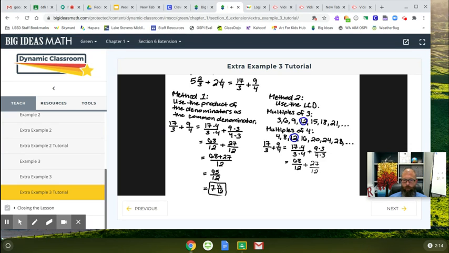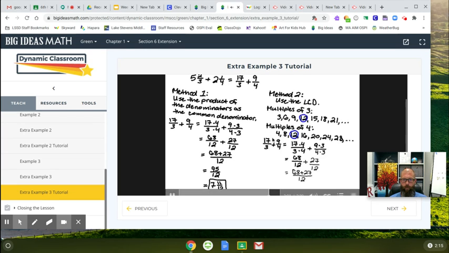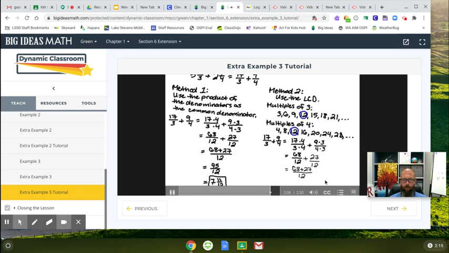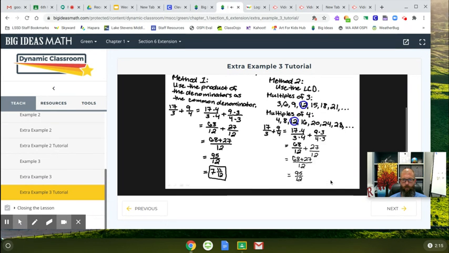So you have 68/12 plus 27/12. Now you want to add the numerators, giving you 68 plus 27 all divided by 12. 68 plus 27 is 95, giving you 95/12, which equals 7 11/12. So 5 2/3 plus 2 1/4 equals 7 11/12.